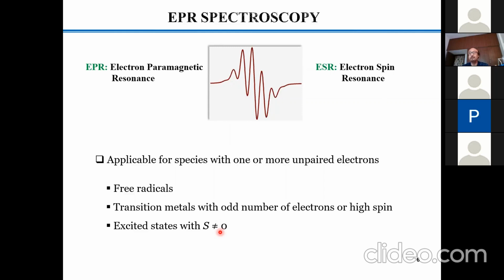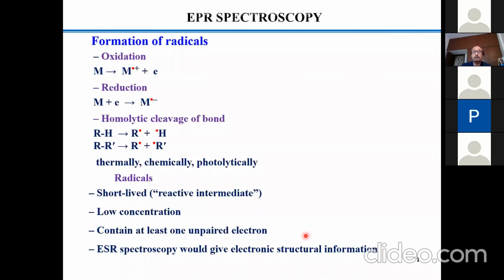If S equals 0, nothing will come in EPR. Here you can go for NMR, but that won't provide you any information related to EPR. So it has to be S not equal to 0. Okay. Now, how to get an EPR active compound starting from a closed shell situation?